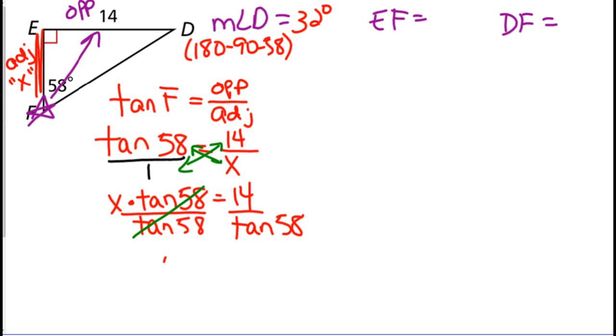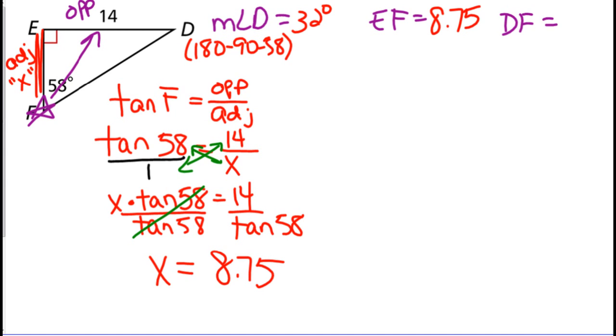So when you do this, X is going to equal, and you literally are going to type 14 divided by tangent of 58. Close your parentheses and hit enter. When you do that, you get 8.7481709727. And remember, we're going to round to the nearest hundredth, so it's going to be 8.75. Okay, so 8.75, that is the length of EF, 8.75.